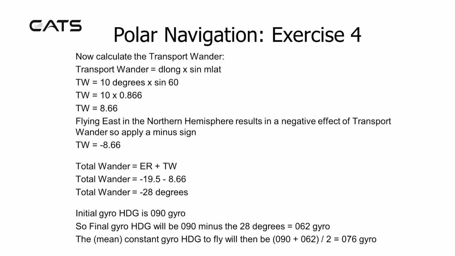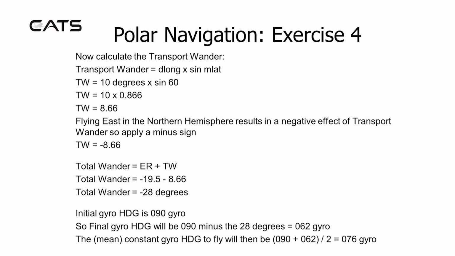Now let's look at the transport wander. The formula for transport wander is d long multiplied by sine of the mean latitude. The difference in longitude is 10 degrees, from 10 east to 20 east, at a mean latitude of 60 north. So transport wander is 10 multiplied by the sine of 60. 10 multiplied by 0.866 is 8.66. If you're flying east in the northern hemisphere, this results in a minus sign, minus 8.66.